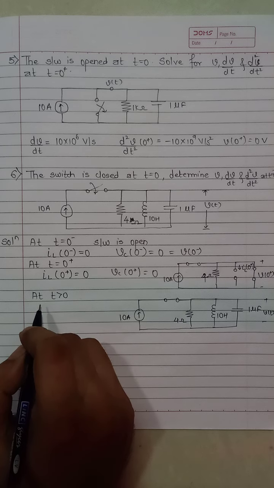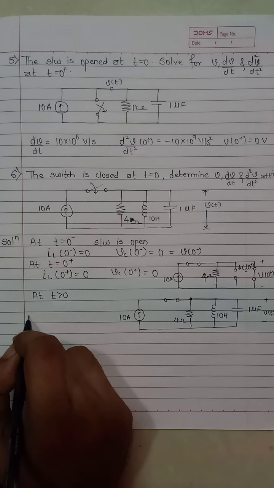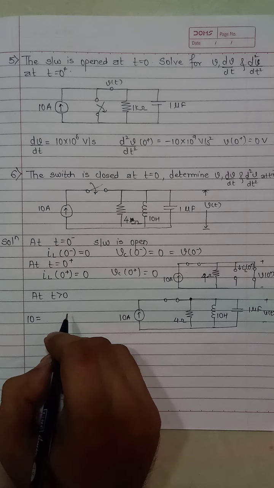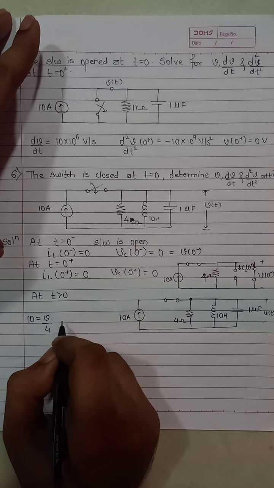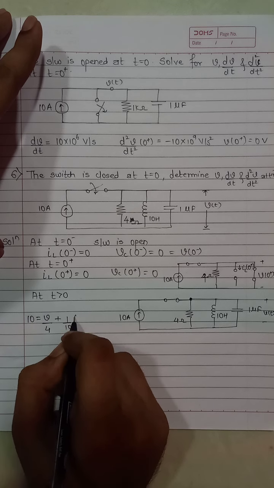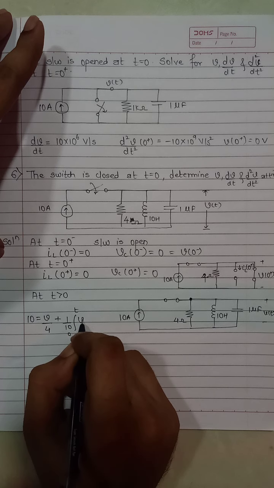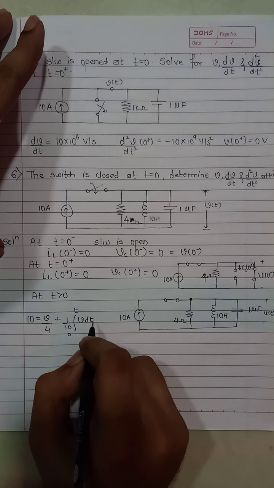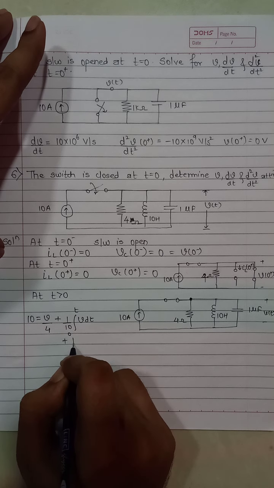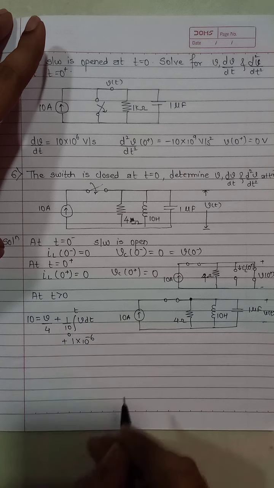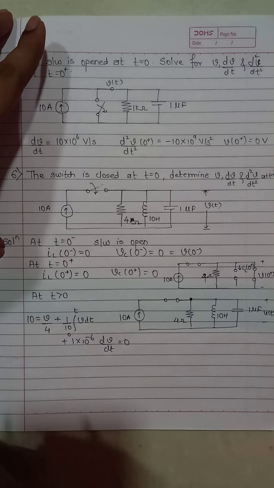So what I'll do, find KCL at this point. So I can say 10 is equal to V by 4 plus 1 by 10 integral 0 to t V dt plus 1 into 10 raised to minus 6 dV by dt is equal to 0.